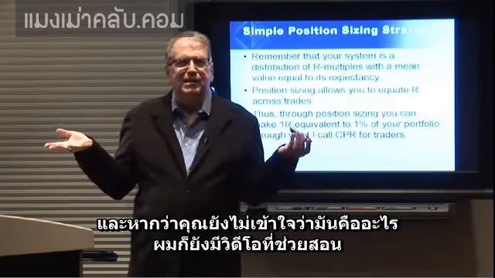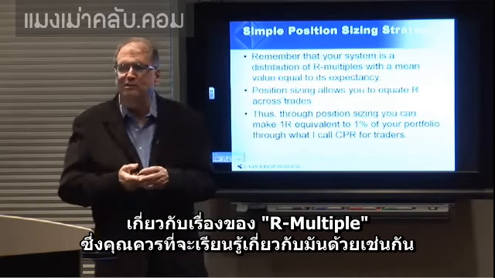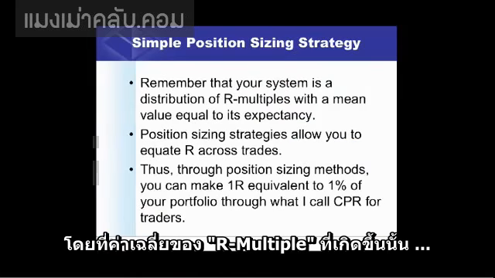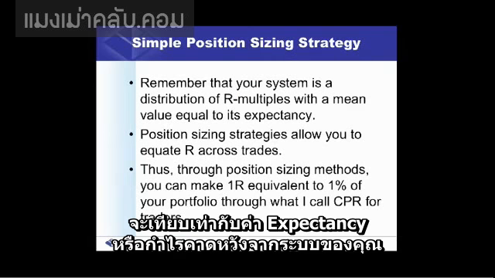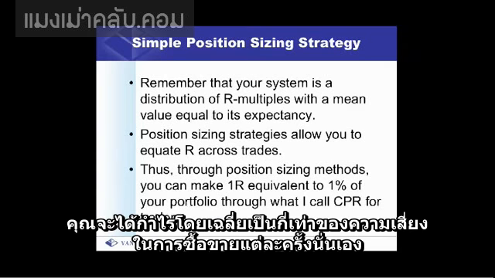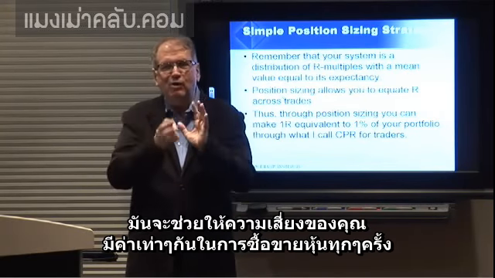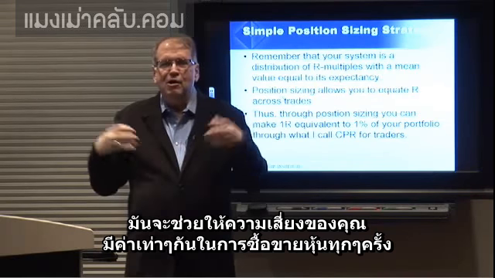Your system can best be described as a distribution of R multiples. If you don't understand that, I have another video out on R multiples, and you should watch that as well. It has a mean value. The mean R value is the expectancy of the system, which tells you, given your initial risk, what multiple of that you will make on the average per trade. And what position sizing really does is allow you to equate R over all the trades.